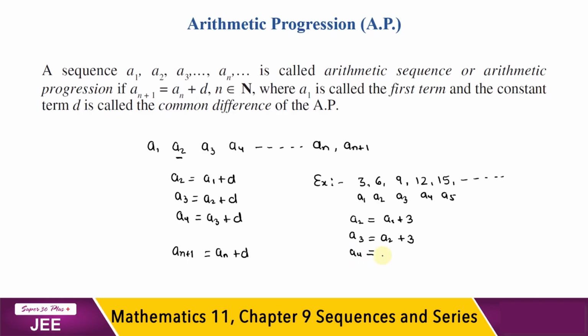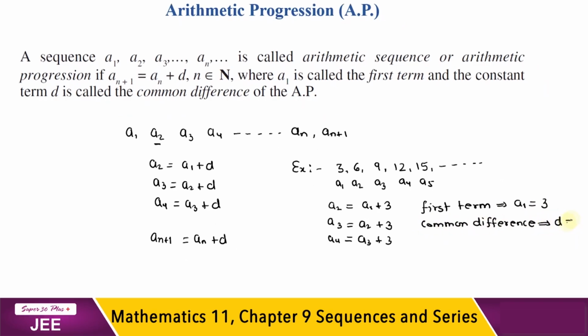Also a4 is a3 plus 3. So we can see that each successive term is obtained by adding a fixed number to the preceding term, and that fixed number is nothing but 3. So this sequence is an AP whose first term, that is a1, is equal to 3 and common difference d is also equal to 3, because the consecutive terms differ by a constant number which is equal to 3.